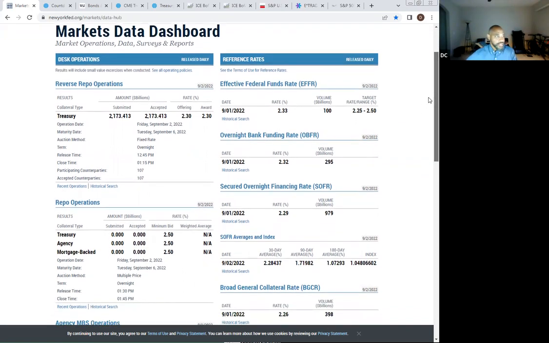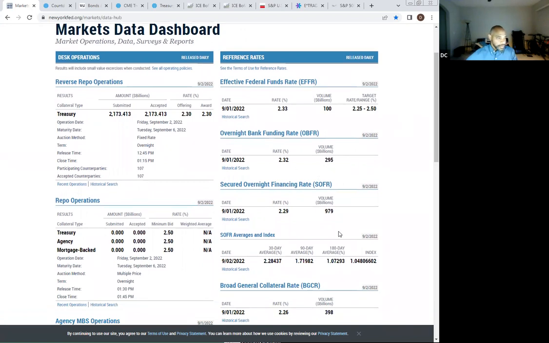The next thing to take note of here is the reverse repo operations facility. That right there is still sitting at $2 trillion. It's down slightly. What that means is now that Treasury rates are starting to come up, the money market fund participants, or people that can't participate in the Fed funds because they're not banks, they use the reverse repo facility to park their excess liquidity.